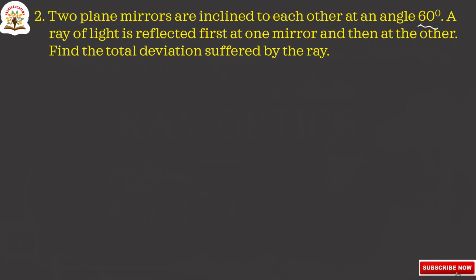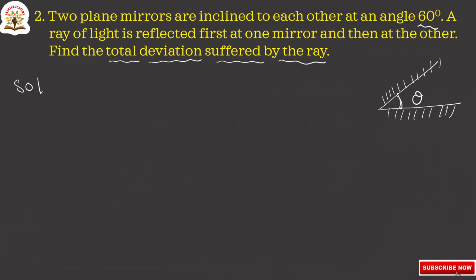In this question, they have given the angle. Here suppose these are the two plane mirrors, with reflecting surfaces. These two plane mirrors are inclined to each other at an angle 60 degrees. So here this is theta. A ray of light is reflected first at one mirror and then at the other. We have to calculate the total deviation suffered by the ray. Now let us go to the solution.